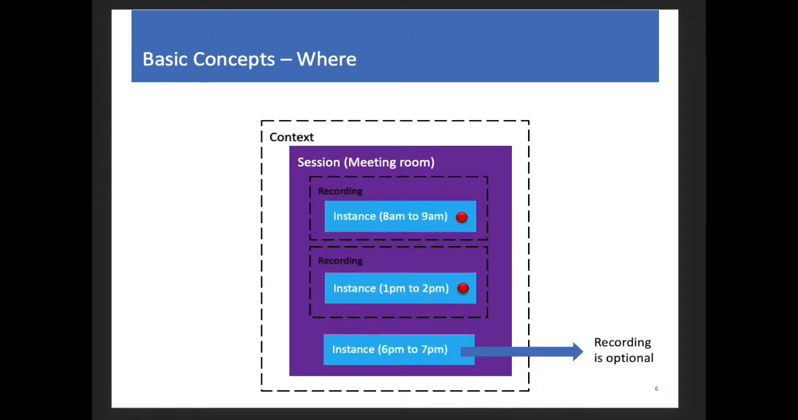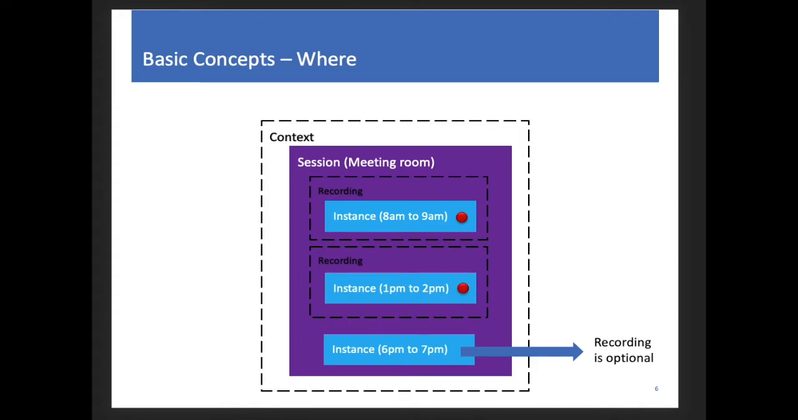Now, while we're still talking about those basic concepts, you're gonna see that we have a session that has an instance, and that instance has a recording. A recording is completely optional, and one instance can have multiple recordings. Why? Let's just say, for example, that for the instance from 8 a.m. to 9 a.m., the instructor had a problem and had to stop the recording at a specific moment. So he stopped the recording at 8:30 and then resumed it at 8:36 a.m. So there's gonna be two recordings for that specific instance, and then there can be more than just two.